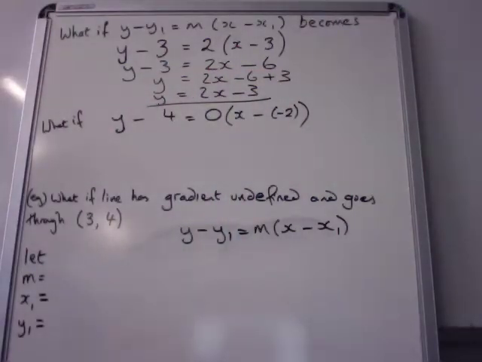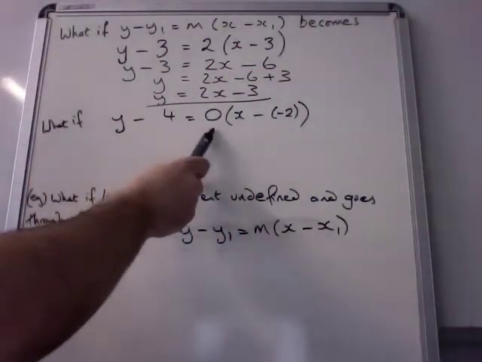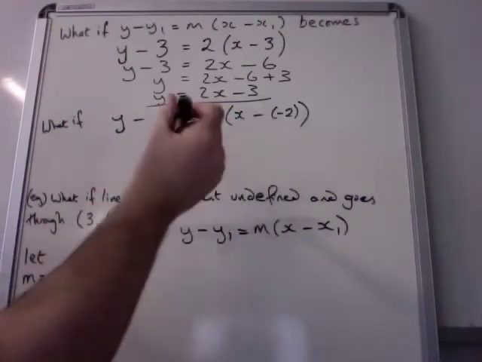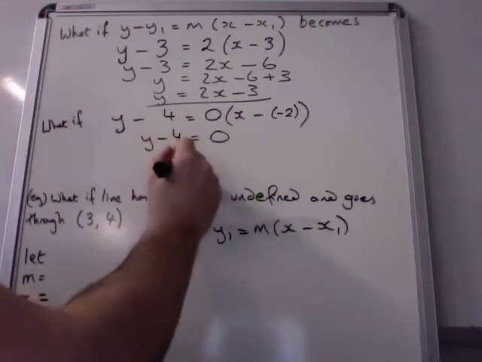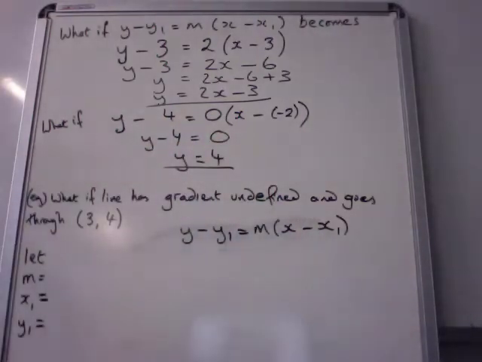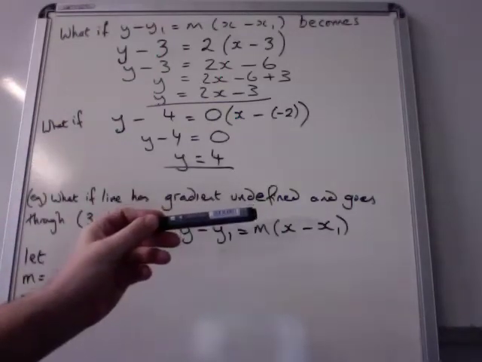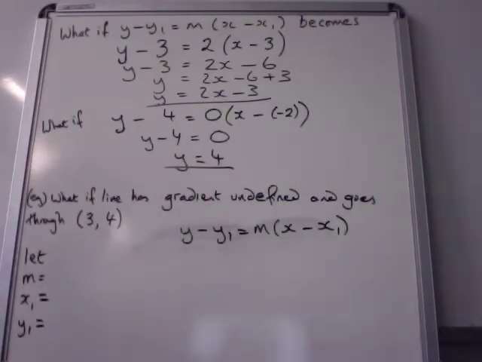Collect the terms. Finished. Okay. What if you're told that m is 0? Okay, well 0 times anything is 0. Y minus 4. Rearrange it, y equals 4. You should recognise that straight away, do you? It's a horizontal line. It goes through 4 on the y-axis. Okay. What if the line has a gradient that's undefined?